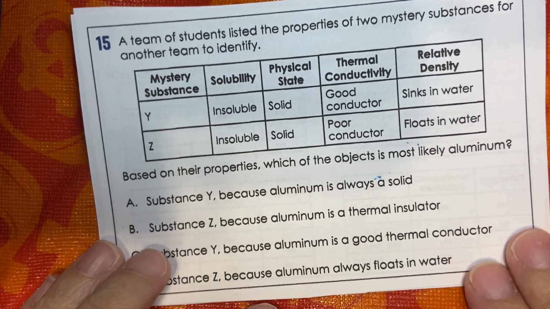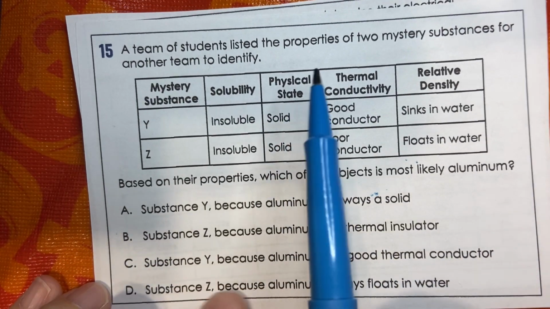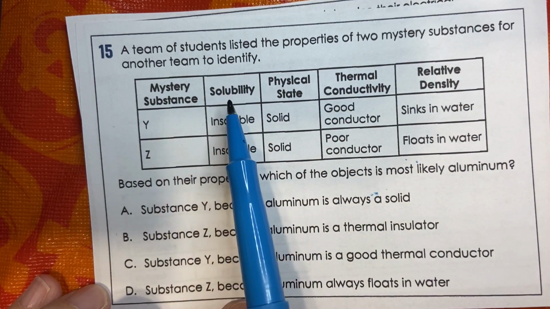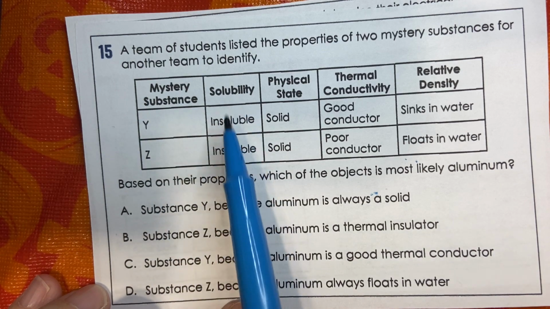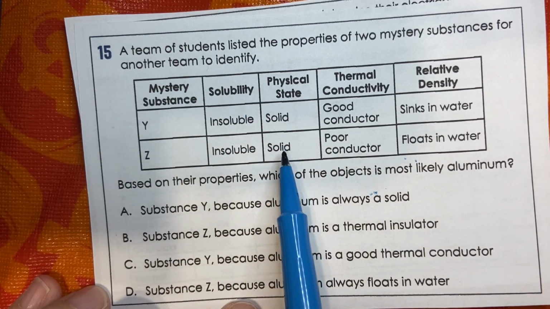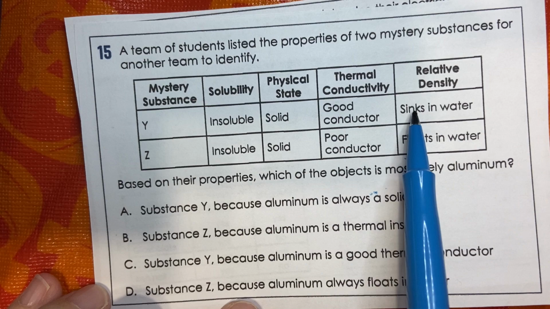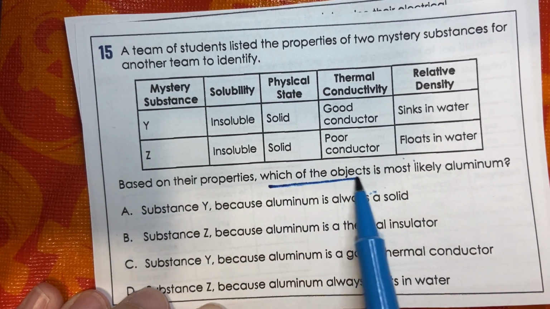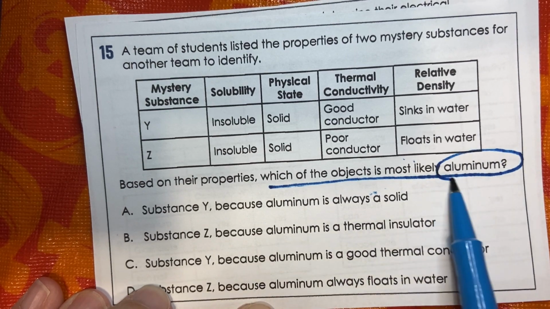Okay, 15. A team of students listed the properties of 2 mystery substances for another team to identify. Again, we have Y and Z. We know they're both insoluble. They're both solids. One is a good conductor that sinks. One is a poor conductor that floats. Based on the properties, which of the objects is most likely aluminum?